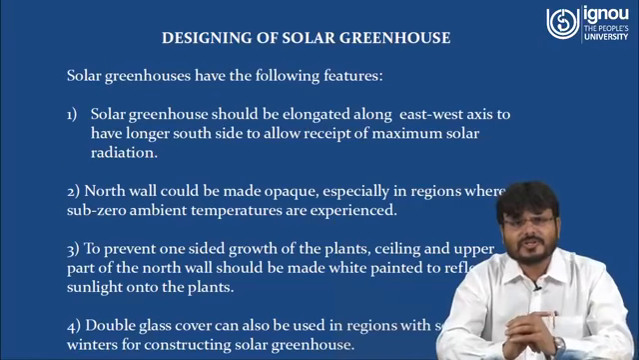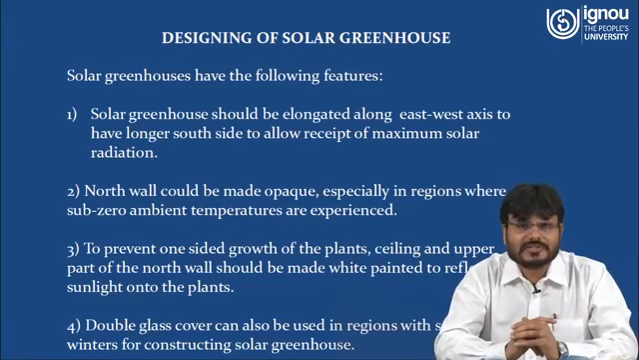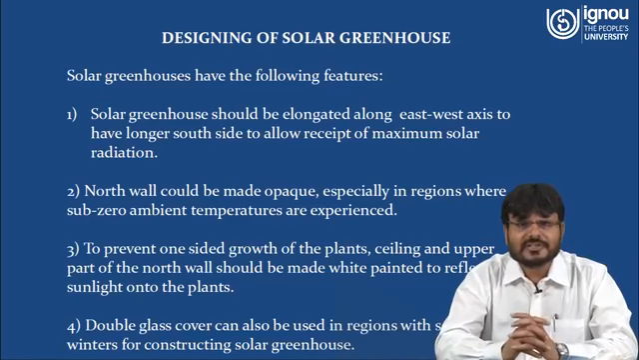Now, what you have to take care of if you are designing a solar greenhouse. Solar greenhouses have the following features. A solar greenhouse should be elongated along the east-west axis, with a longer south side to allow receipt of the maximum solar radiation. The north wall could be made opaque, especially in regions where sub-zero ambient temperature is experienced.